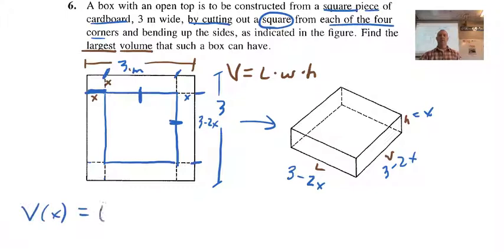Length is 3 minus 2x. Width is the same. So it's really (3 minus 2x) squared times the height, which is x. Okay, so that's half the question right there. What are we trying to maximize or optimize? Volume. Okay, write out the volume. How can I change all of those variables into expressions with respect to just one variable? And that's what we've done so far.